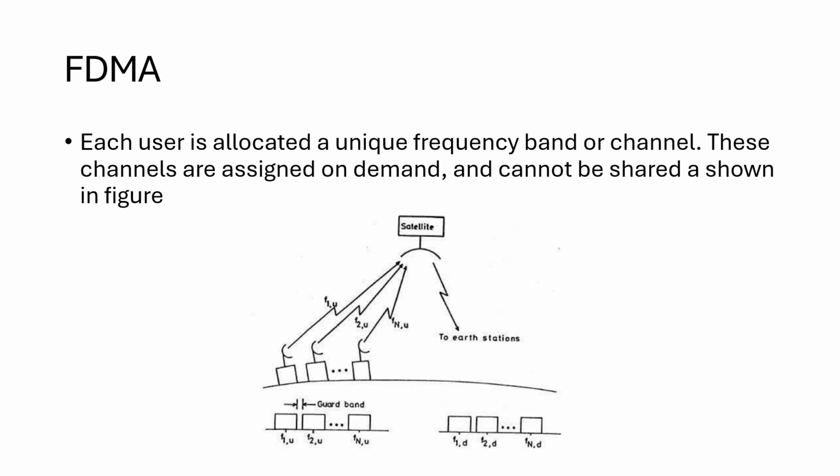Each user is allocated a frequency slot. If there are a number of users, the available frequency is divided into a number of subcarriers, and each user is allotted a particular subcarrier. Here all the users can transmit their signals at the same time at different frequencies. The concept is shown in this figure. The satellite is there, and a number of earth stations are there. The communication will be established between the satellite and the earth stations.